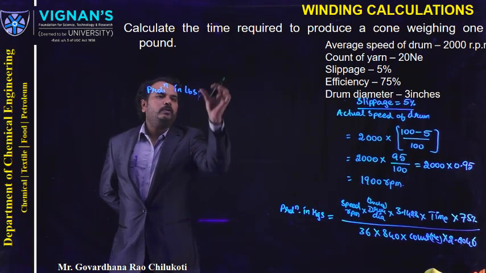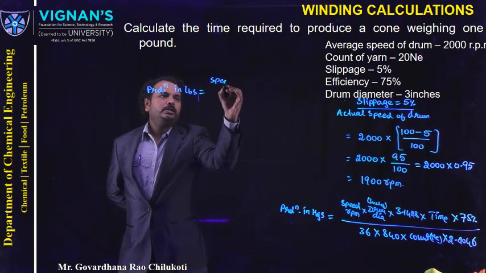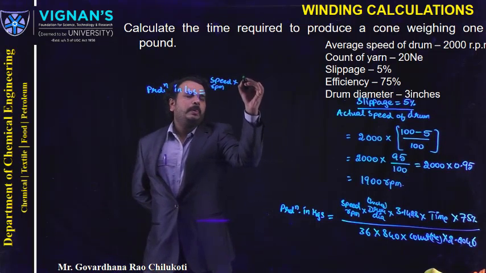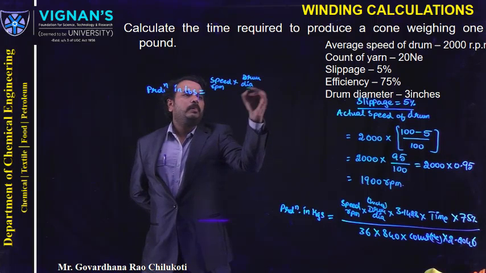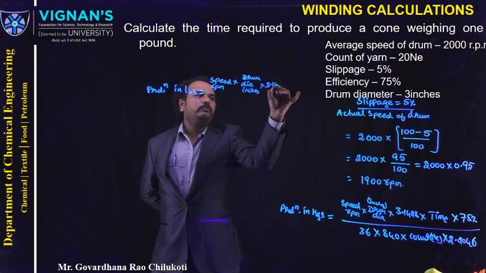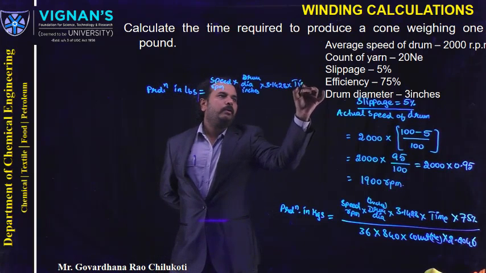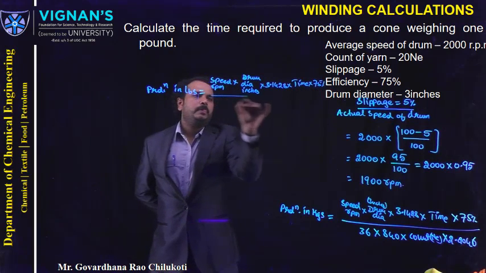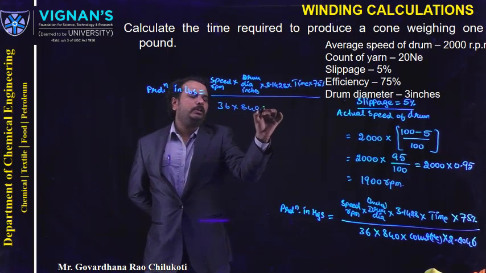So we are calculating it into speed, that is in RPM, and drum dia, that is in inches, into 3.1428 multiplied by time multiplied by 75% efficiency, divided by 36,840 into count.